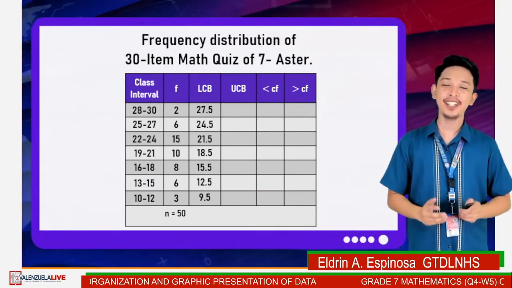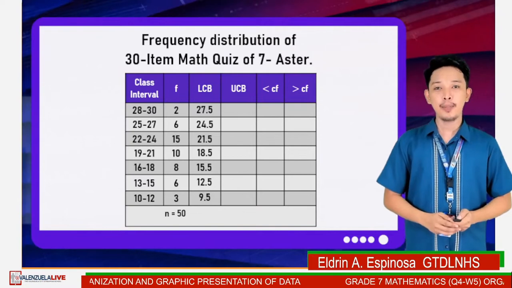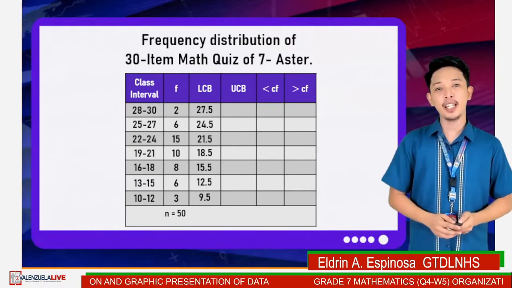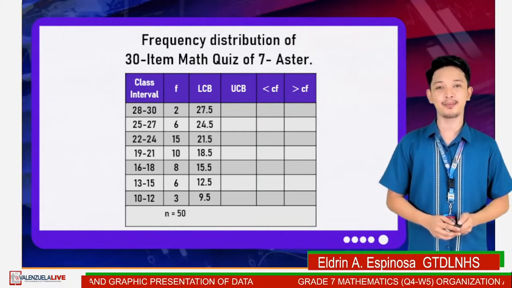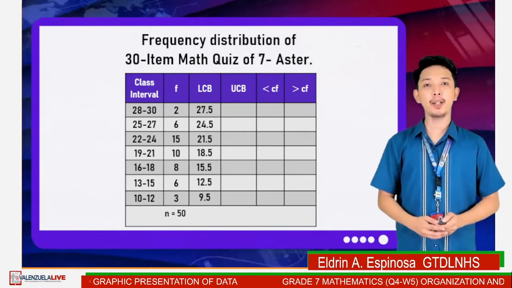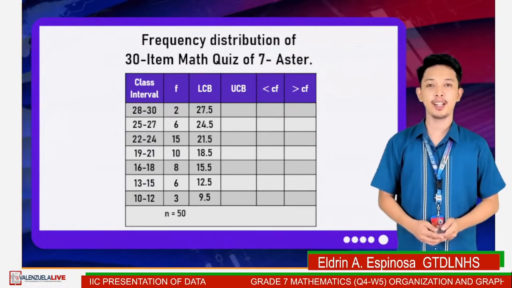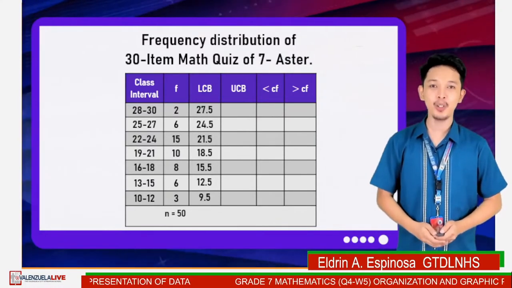Great! The correct answer is 12, because the upper class limit of a class is the largest data value that can go into the class. Next, what is the upper class boundary of the class 28 to 30? 5 seconds, go!